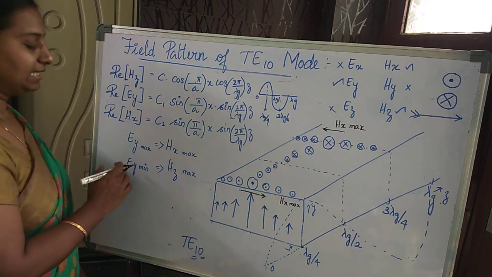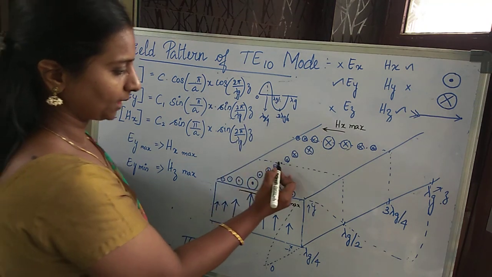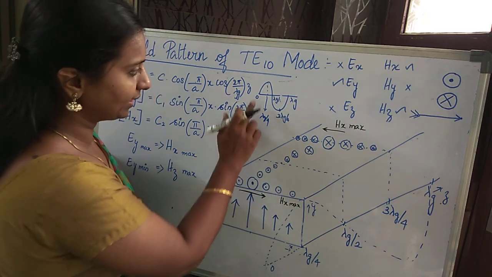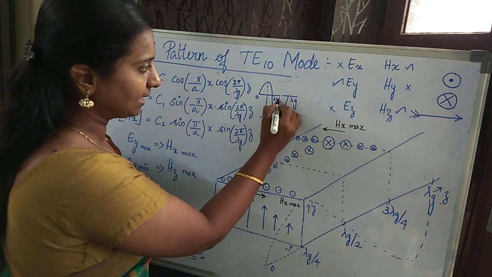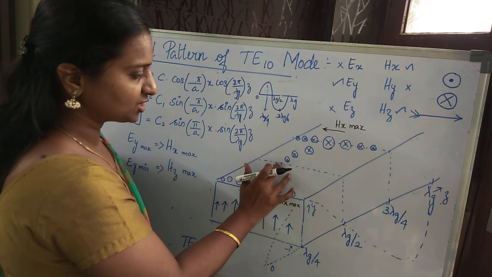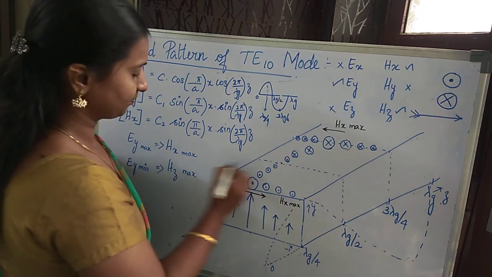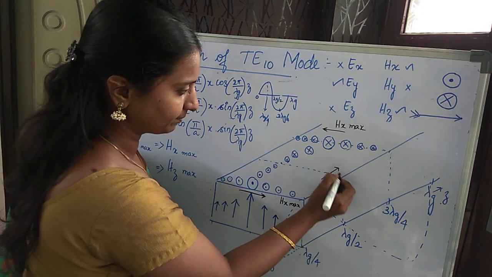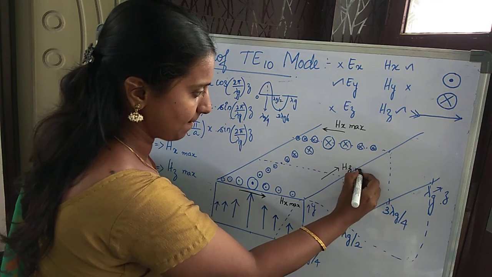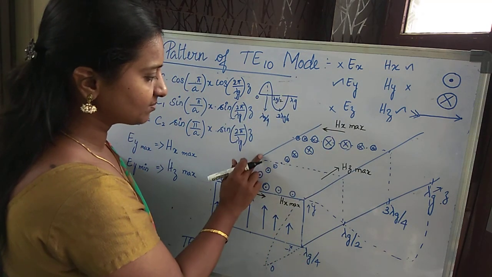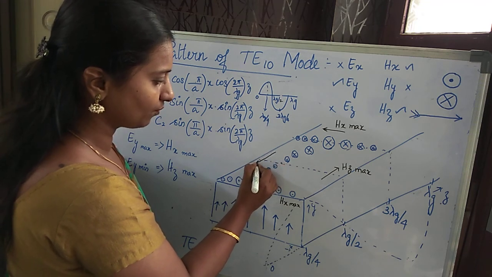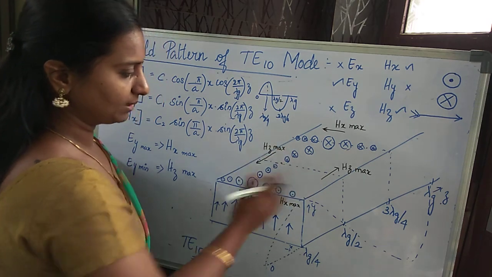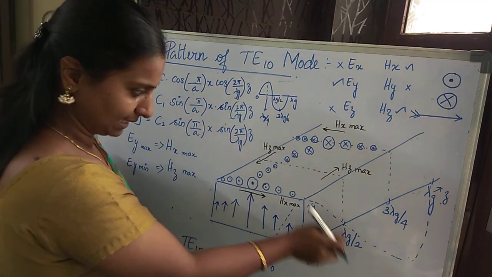Okay, now where is EY minimum in this diagram? The intensity is minimum at the 0 point here. The intensity will be 0 at 0, lambda g by 2 and lambda g, right? So here I have lambda g by 2 to be minimum. So now I can put Hz maximum at this point, at the lambda g by 2 point. Here Hz is maximum. Same way Hz is maximum in this direction also. At both the ends it has to be maximum because the intensity is minimum at lambda g by 2.